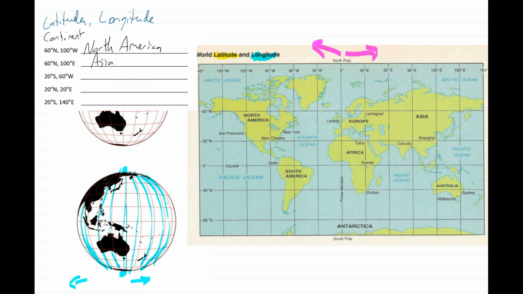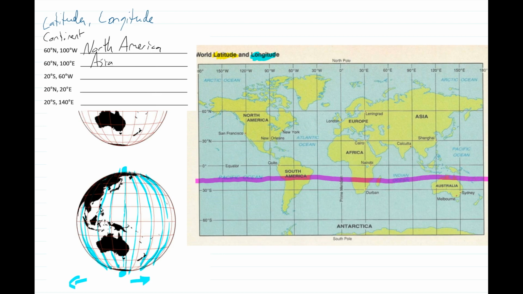Nice. Now, here we go. What's our next one? 20 degrees south, 60 degrees west. Okay, so instead of going north of the equator now, we're going to go south. So it's going to be about here, yeah, and then 60 degrees west. Okay, so it's going to be west of Greenwich, which is west of Greenwich, remember, this way. Okay, what's there? South America.